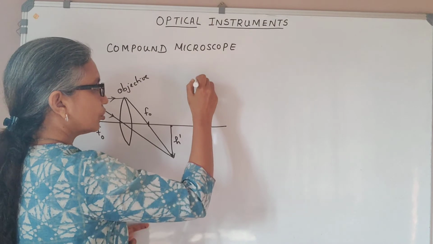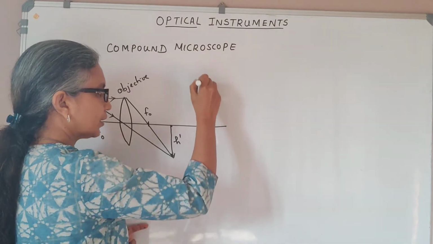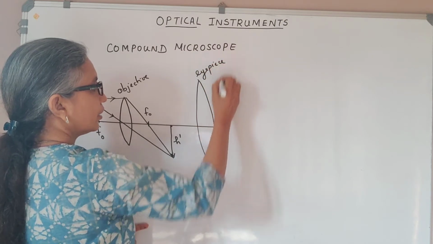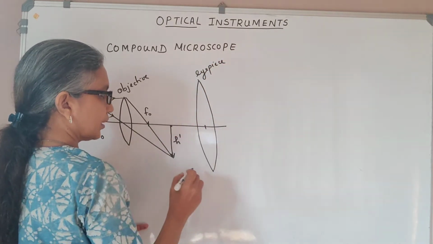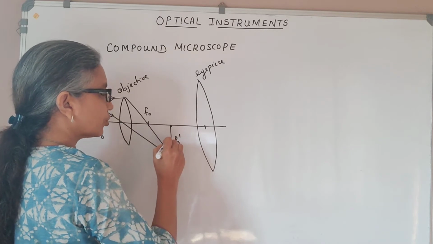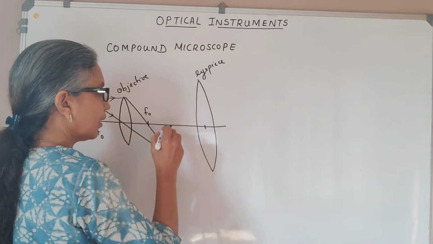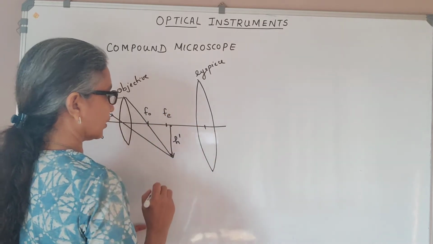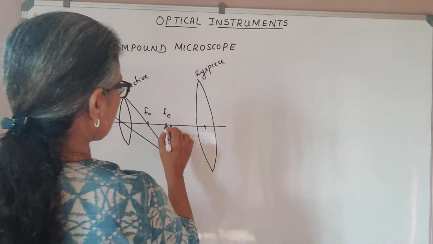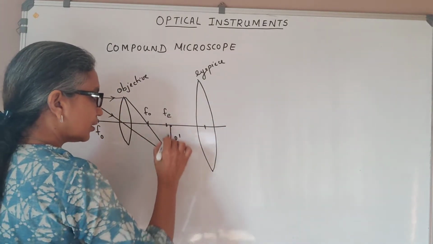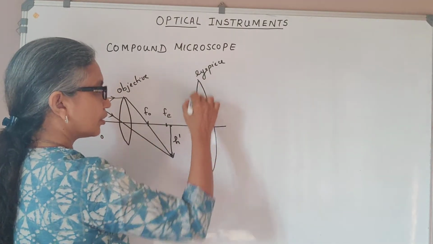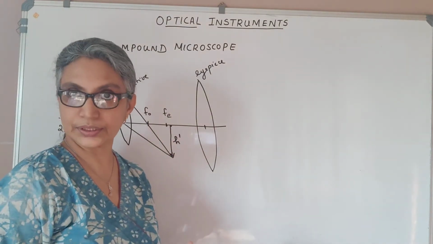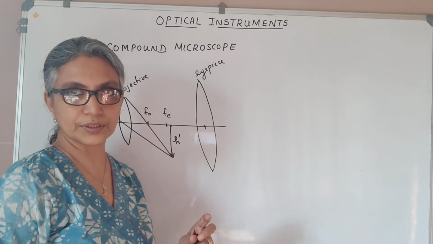So I'm going to draw the eyepiece, which is a larger lens. So this is the eyepiece, and we see that this is the optic center. So this image, which is going to behave as the object for the eyepiece, must lie between the focal length of the eyepiece and the optic center. So that's why I've drawn this FE here, so that you will see that this is between focal length and optic center of the eyepiece. Now we know one ray will pass through the optic center, the other ray will pass parallel to the principal axis.